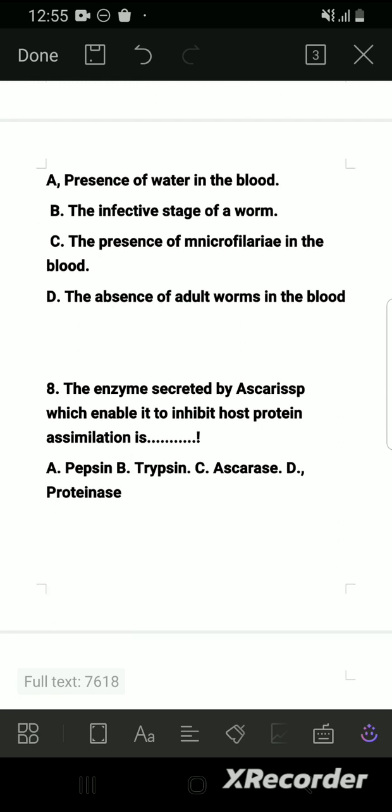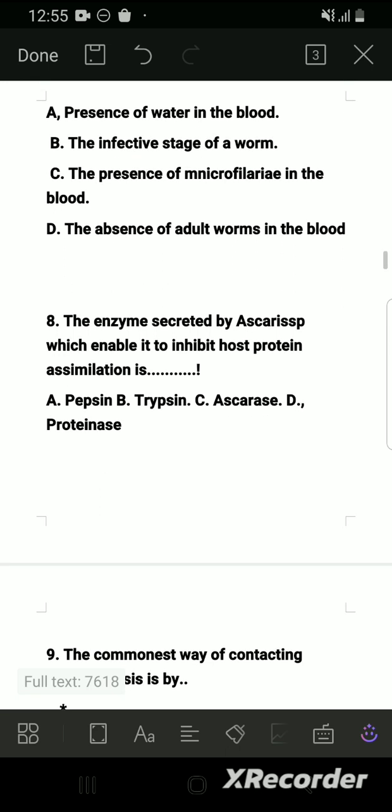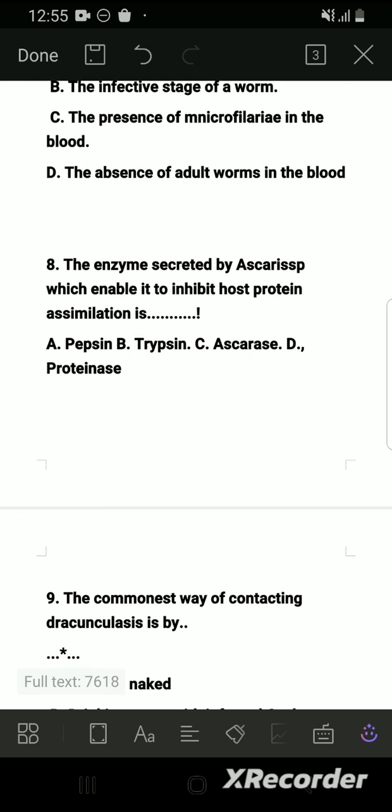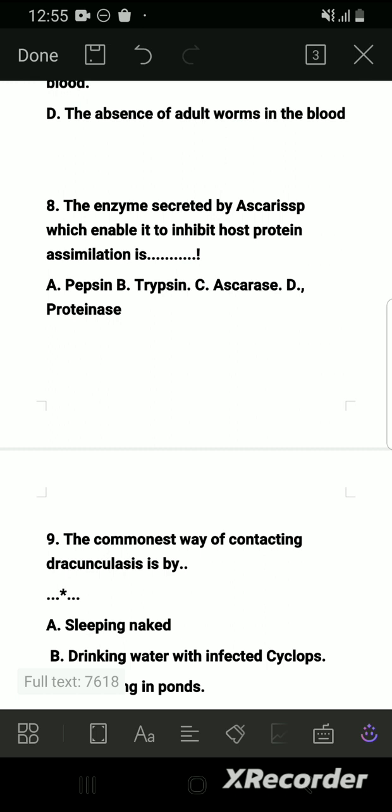I'm talking about the eighth question we have here. The enzyme secreted by Ascaris species, which enables it to inhibit host protein assimilation, is called what? As we all know, pepsin and trypsin are enzymes found in the body that help in breakdown of foodstuffs. Then proteinase is an enzyme that initiates or catalyzes this breaking down of food caused by pepsin and trypsin. Then what about Ascaris? Even from the name, you know that Ascaris is the answer. Ascaris is what is being secreted by the Ascaris species.